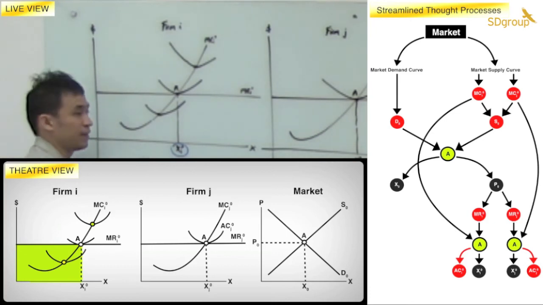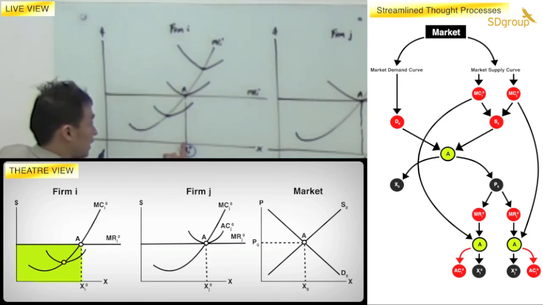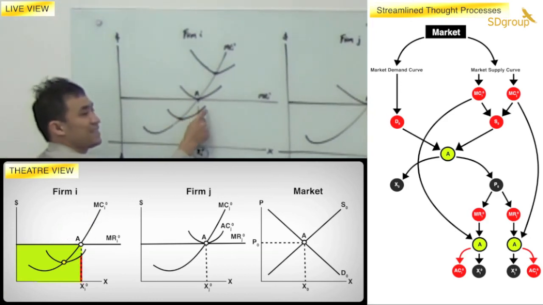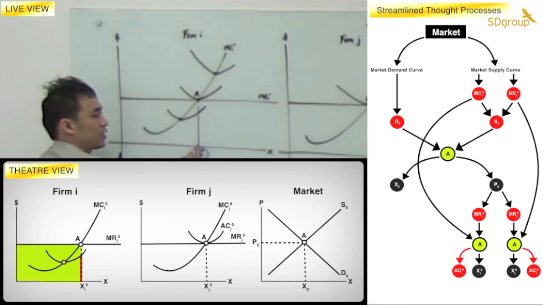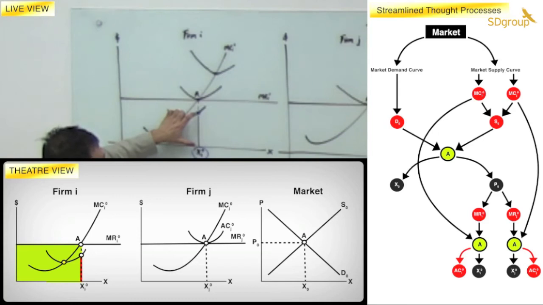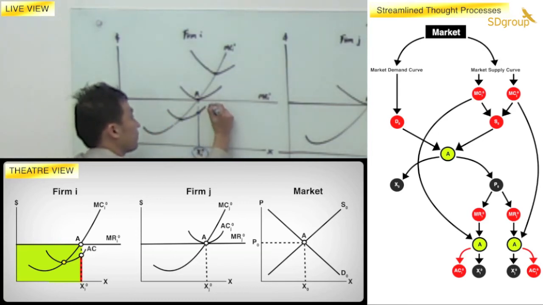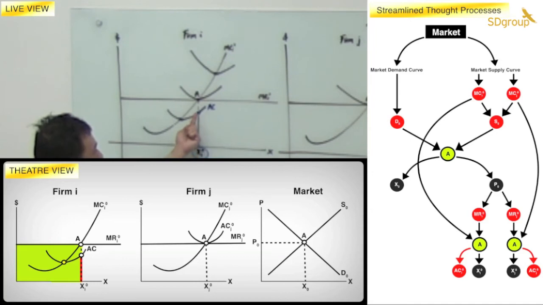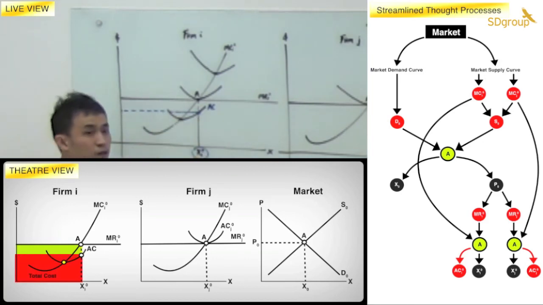Next, where's the total cost? At this output again, you trace up until you hit your AC. If I plot the AC here, I trace up and stop here. That means this distance is my average cost, because it's AC. I trace up, hit this AC curve, stop. That means this distance is my average cost. Average cost multiplied by quantity, this area will be my total cost. You get it?